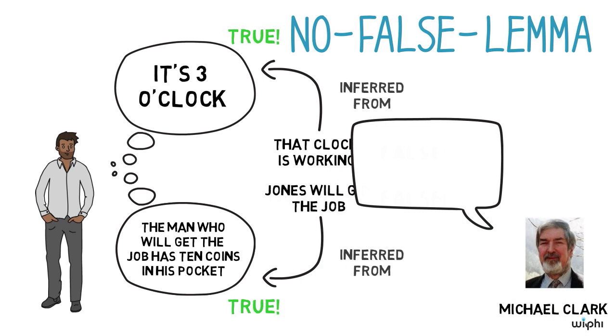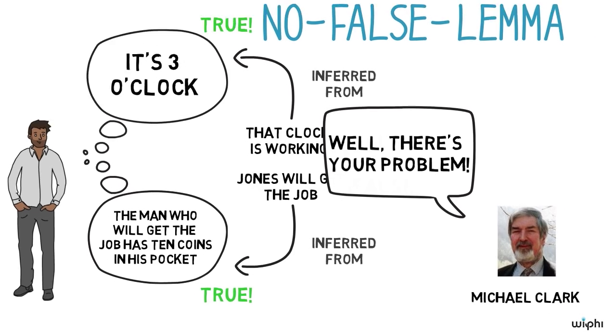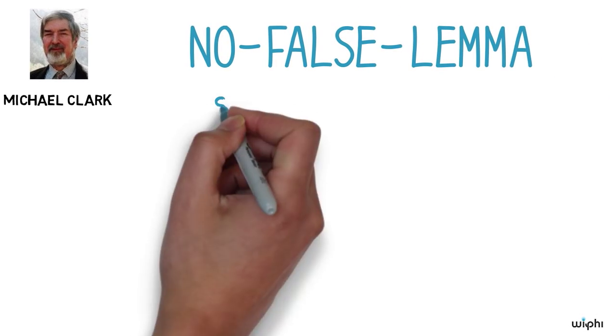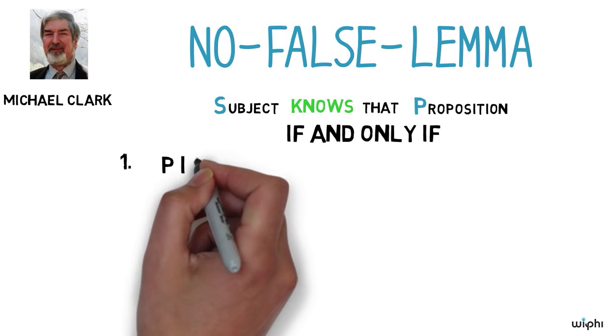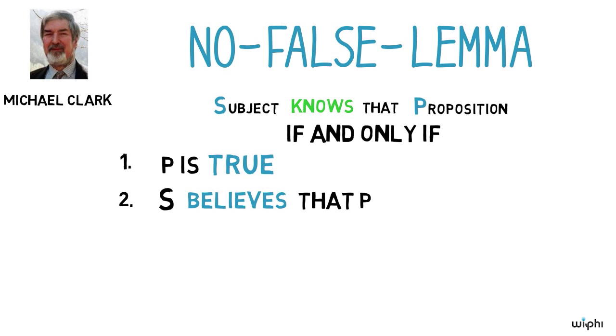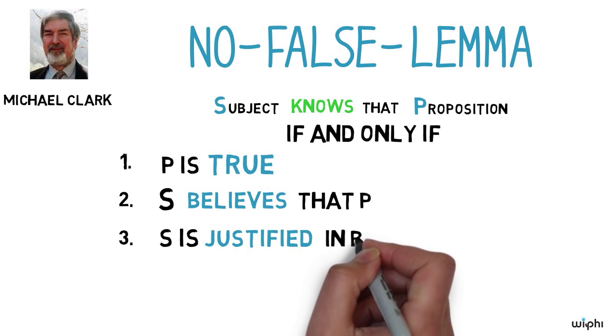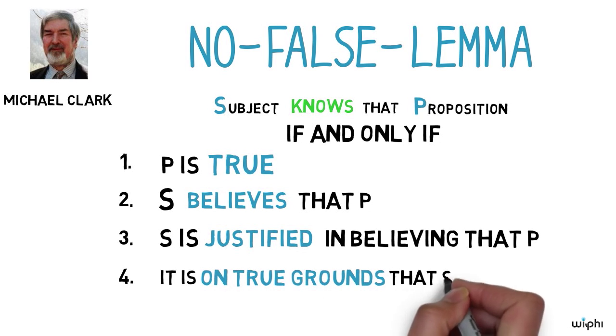Right after Gettier published his paper, a philosopher named Michael Clark argued that you could patch the classical analysis just by ruling out reliance on false belief. According to Clark's analysis, S knows that P if and only if 1. P is true, 2. S believes that P, 3. S is justified in believing that P, and 4. It is on true grounds that S believes that P.